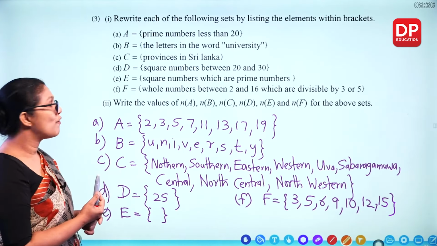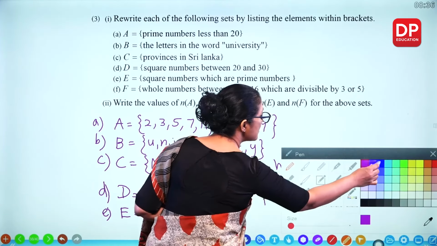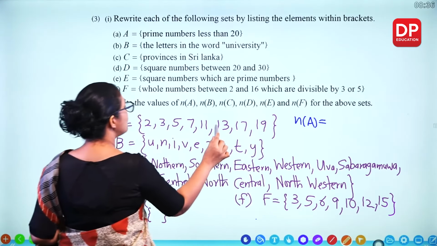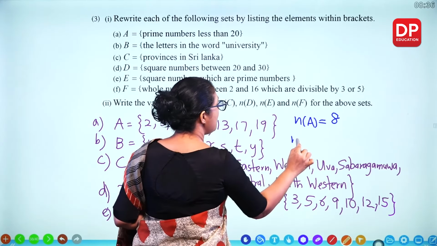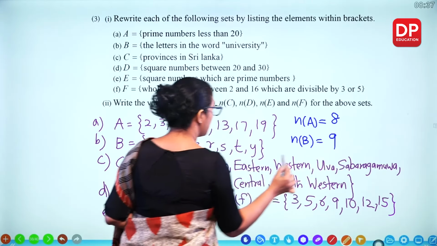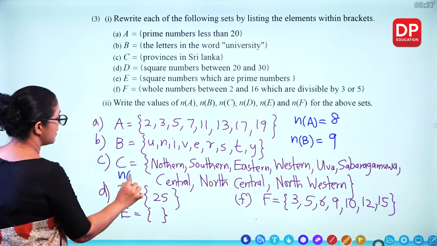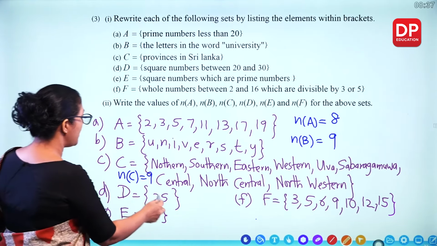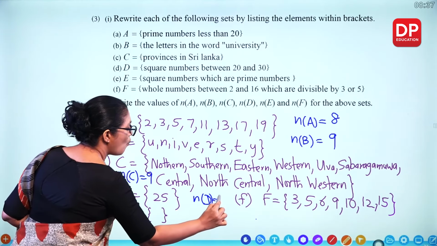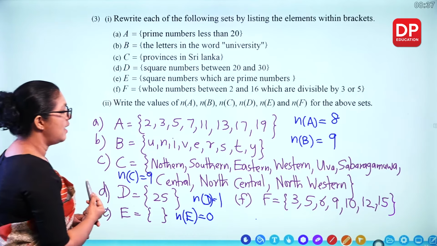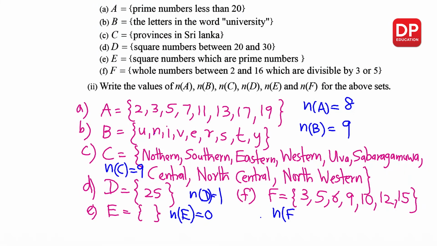Now, write down the values of n(A) to n(F). So, that means the number of elements in each set. n(A), 1, 2, 3, 4, 5, 6, 7, 8. n(B), 1, 2, 3, 4, 5, 6, 7, 8, 9. n(C), that's 9. 9 provinces. D, only one element. n(D) equals 1. n(E), 0. Null set. And n(F), 1, 2, 3, 4, 5, 6, 7. 7 elements are there.